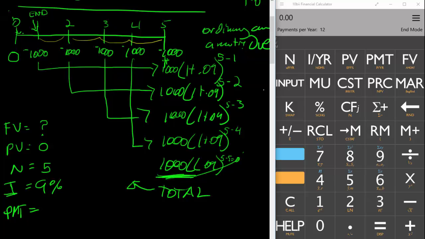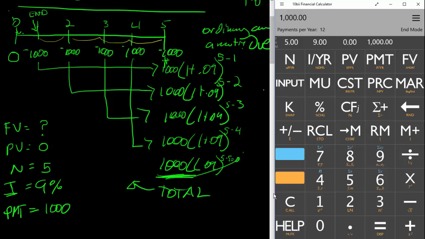So before, ignoring this, we would have 1, 2, 3 out of 4, and we could solve for future value. Now we're going to look at what the payment's going to do. If the payments are all the same, let's see what that payment's going to do. So this is going to be 1,000. Okay, so let's see what that looks like. Present value is 0, and I put that into my present value. N is 5. 9 is my percentage, and my payment is 1,000. Oops, 1,000 goes into payment.